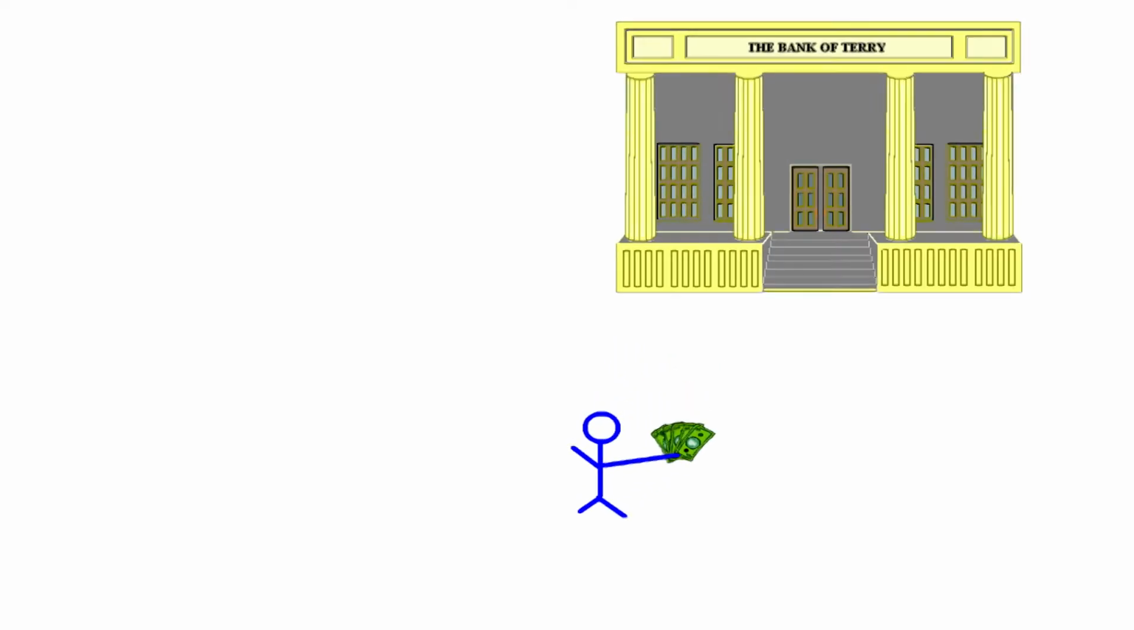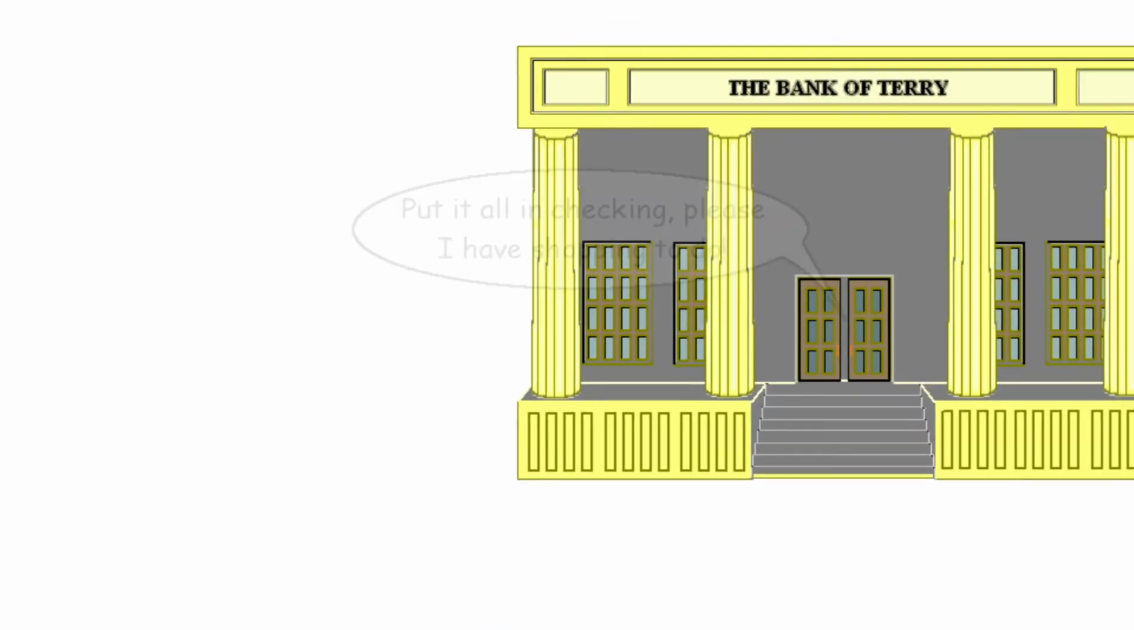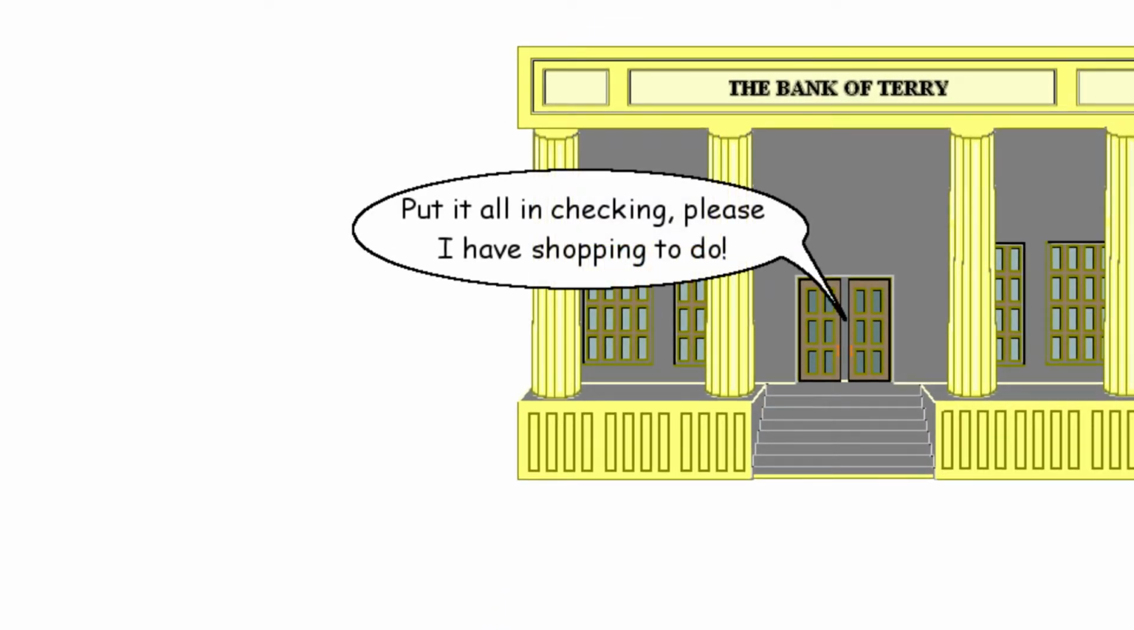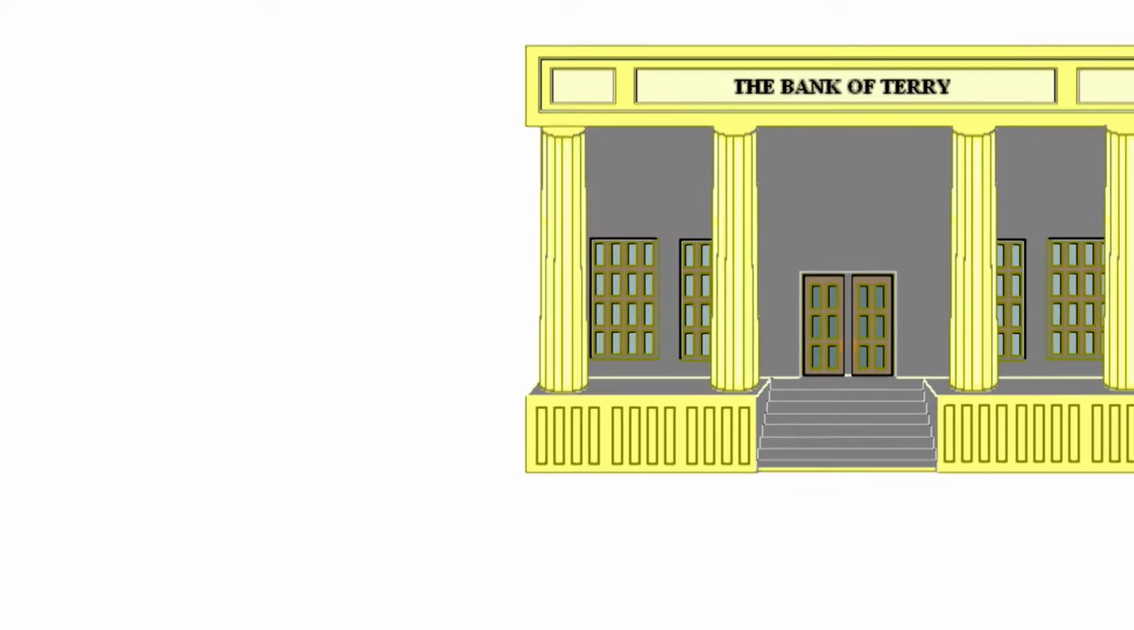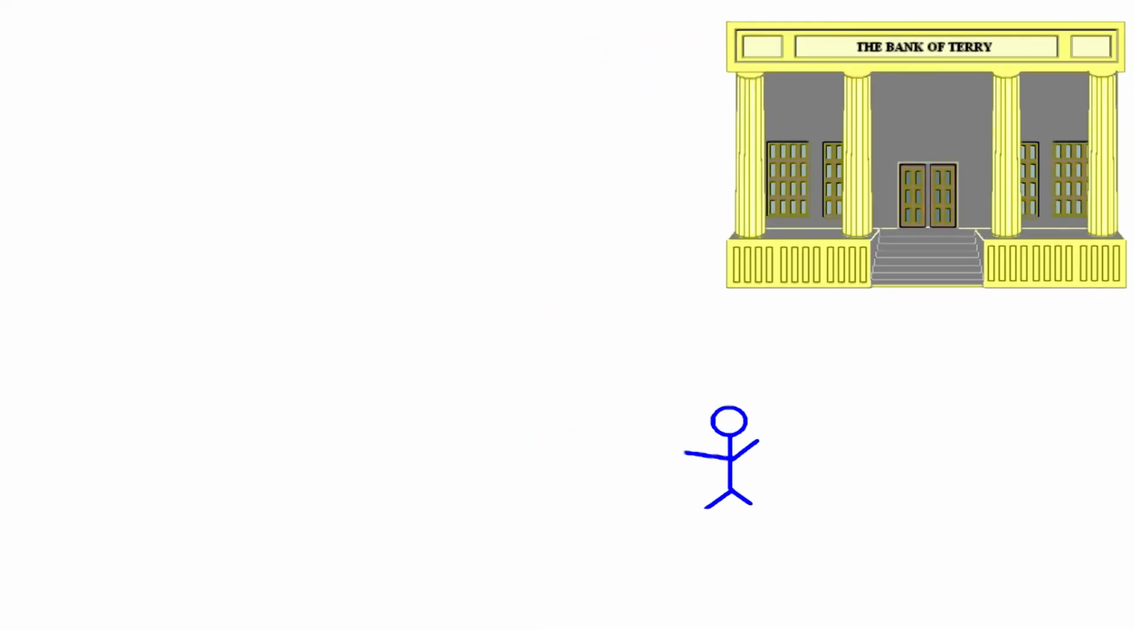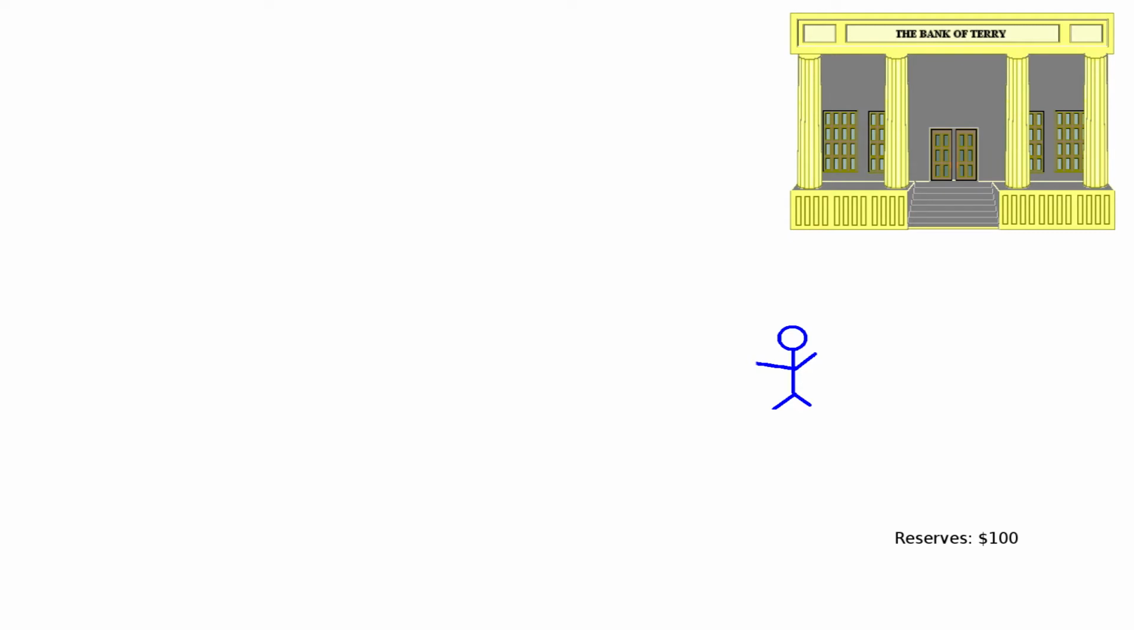Then you take it to your bank, the Bank of Terry, let's say, and you ask them to put all $100 into your checking account. You put it into your checking account because you plan to go spend it using your debit card, and then you go and buy stuff. At this point, the Bank of Terry has your $100 in their vault. And for right now, let's call that Bank of Terry's reserves.